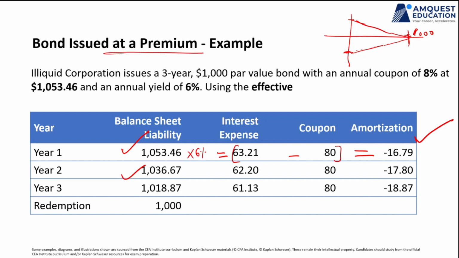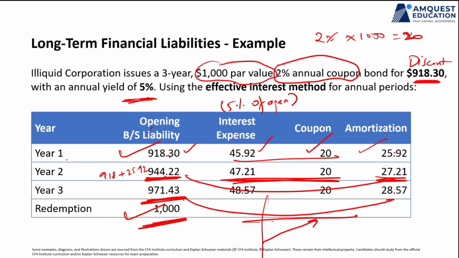And the cycle repeats. So this is a premium bond issued at a price above fair value or face value. In 3 years, the premium bond will become $1,000. And the prior one was a discount bond. In 3 years, the discount bond will also become a $1,000 bond or be redeemed at $1,000.